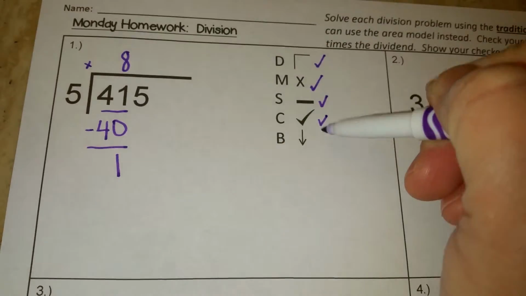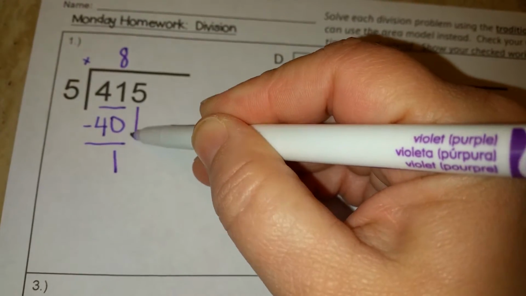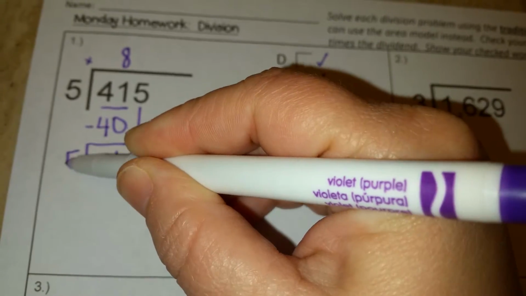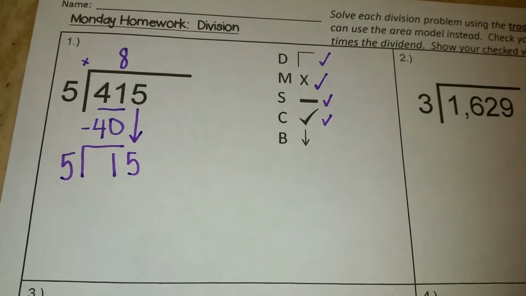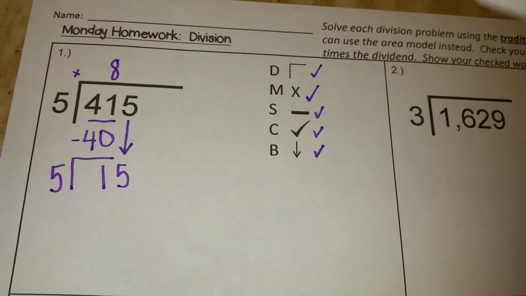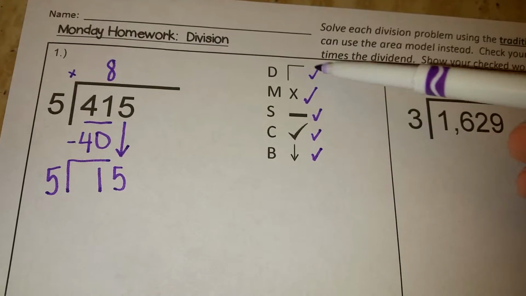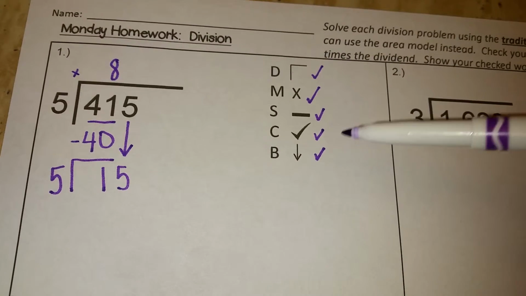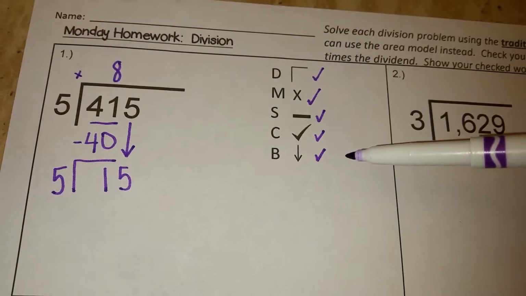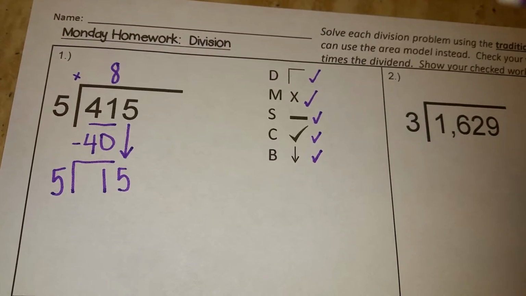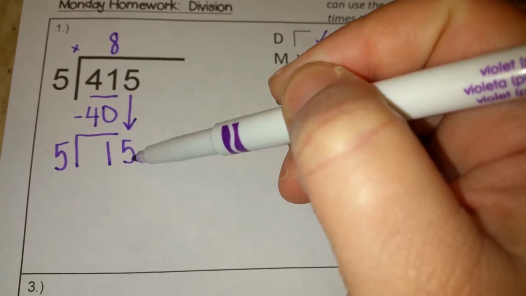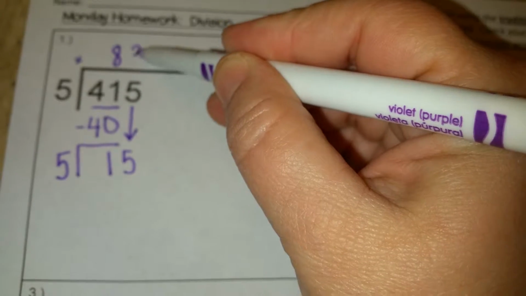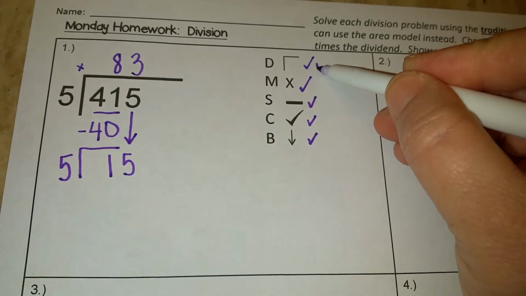And now we're going to bring down anything that's hanging out over here, and there's a 5, so we've got 15 divided by 5 now. Remember that our song tells us divide, multiply, subtract, check, bring down, then do it all again. So we're going to do it all again starting from the top, and we're going to divide 15 divided by 5, and that answer is 3.